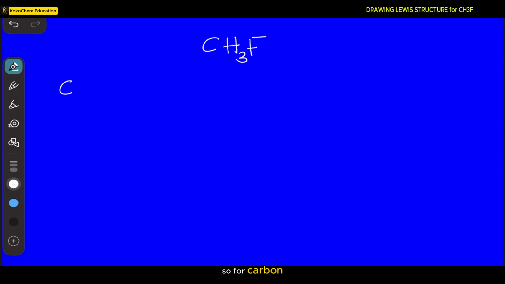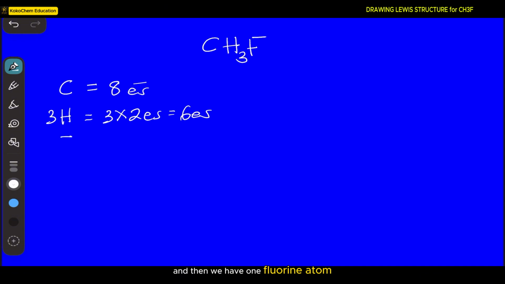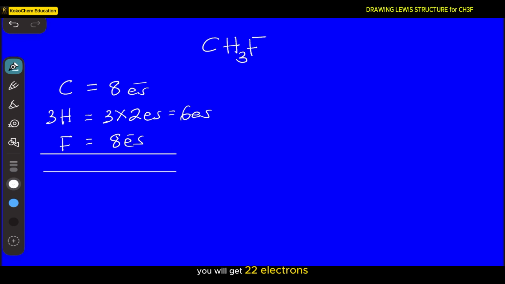For carbon, it wants 8 electrons. We have 3 hydrogens which want 2 electrons each. That will be 6 electrons. And then we have 1 fluorine atom which also wants 8 electrons. So if you add all these electrons together, you will get 22 electrons.